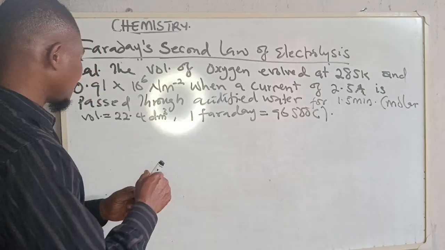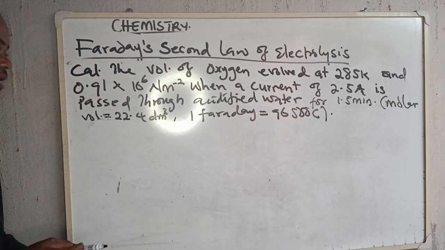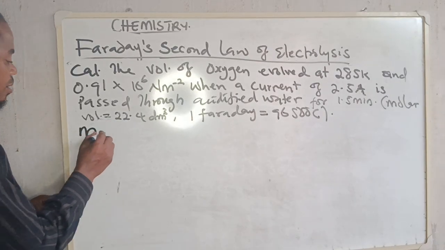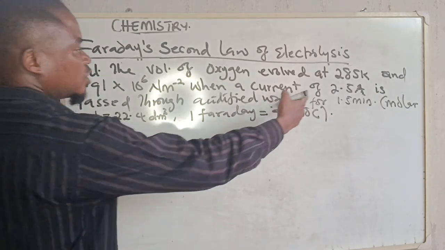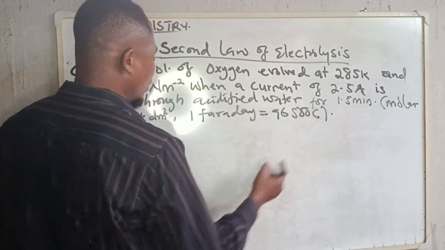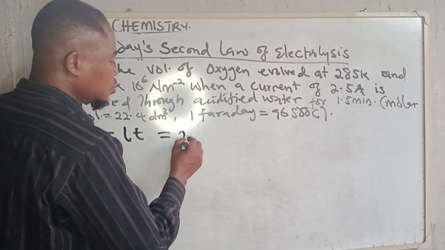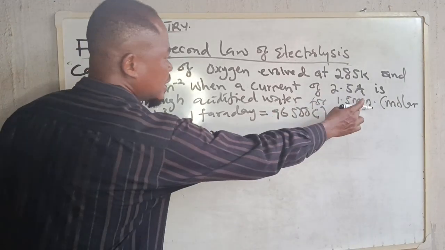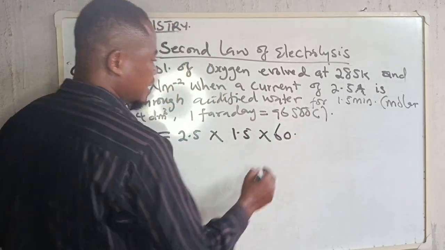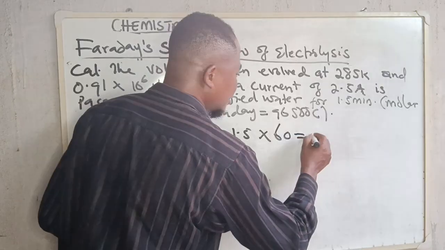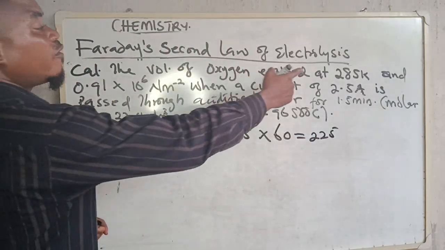First thing, solution. We are going to calculate the quantity of electricity. Quantity of electricity passed at 2.5 amperes for 1.5 minutes. Quantity of electricity is equal to what? It is I times t, which is 2.5 times 1.5. Remember, your time will be in seconds, so you're going to multiply that by 60. If you do that correctly, you should get 225.